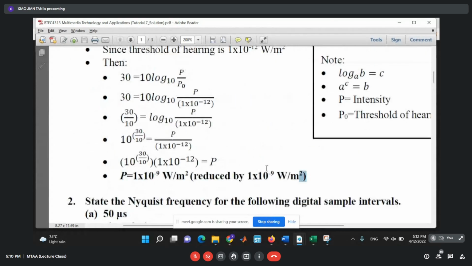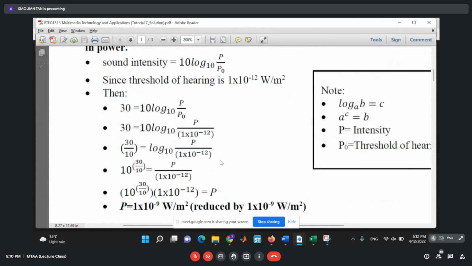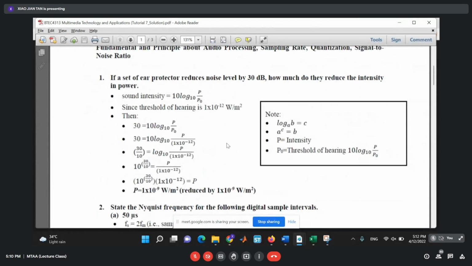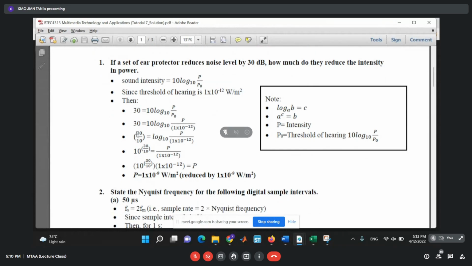But for the first question, we are discussing this question as well. If a set of ear protectors reduce noise level by 30 dB, how much do they reduce the intensity in power? So reduce by 30 dB. Did you all put the negative sign inside your calculation? Because when you put the negative sign, the value is very different. Without the negative, you will get this value, but with the negative, you will get negative 15. Basically the same as this one, just that negative 15 here.